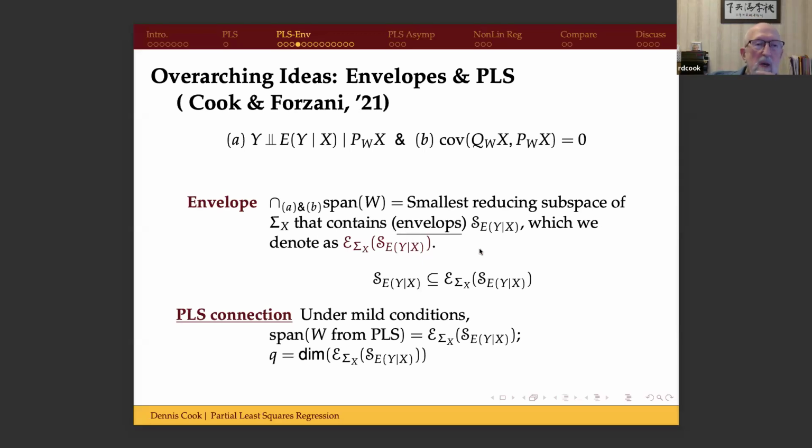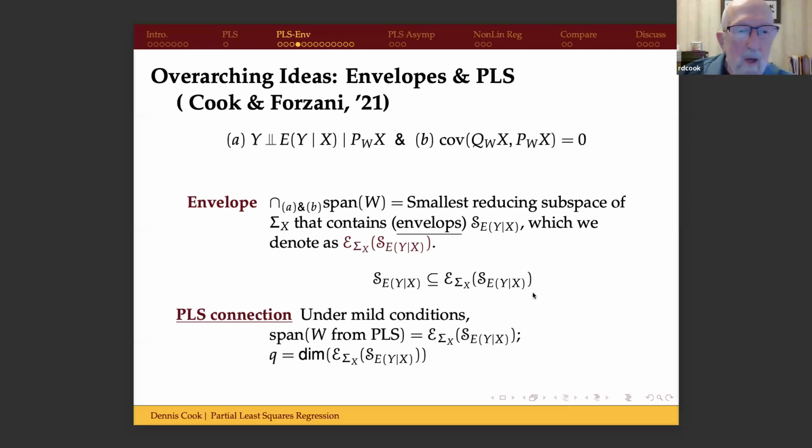Now there's a little cost here that I haven't found to be very high, and the cost is that the direct methods for estimating the central mean subspace are estimating something that's smaller than the envelope, since the central mean subspace will be contained in the envelope of that subspace. That is, almost by definition, it'll be contained in the smallest reducing subspace of sigma X that contains the central mean subspace.